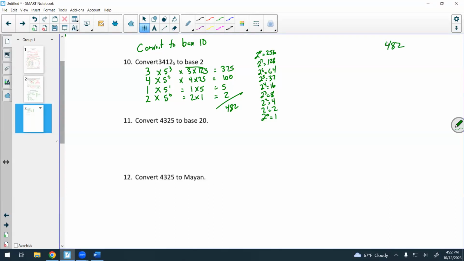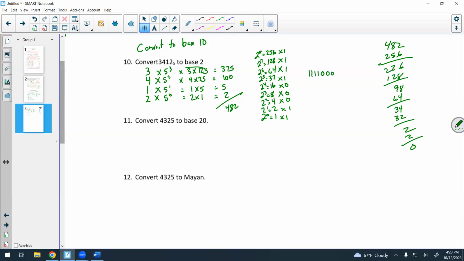So I'm looking at 482. 256 goes into that once, right? Leaves 226. 128 goes into that once, leaves me with 98. 64 goes into that once, leaves me with not 32, 34. And 32 goes into that once. Leaves me with 2. So no 0, 0, 0. 2 goes into 2 once. So this is a 1. So I'm looking at 1, 1, 1, 1, 0, 0, 0, 1, 1. That should be a 0.